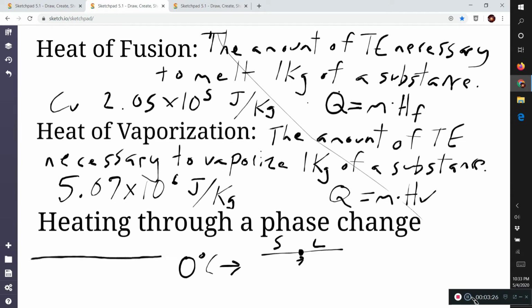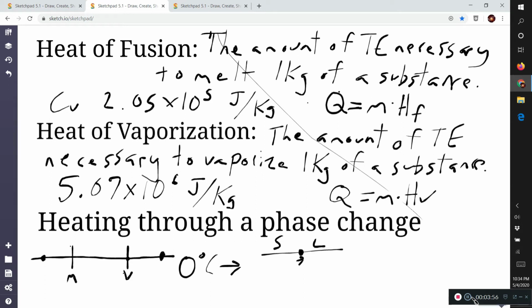So when we talk about heating through a phase change, let's say that we have a substance, we're just going to use water because it's easy. And it starts here, and let's say it's solid, it's frozen. Let's say this is the melting point. Let's say this is the boiling point or vaporization point. And let's say we want to figure out how much thermal energy it's going to take to get to here.